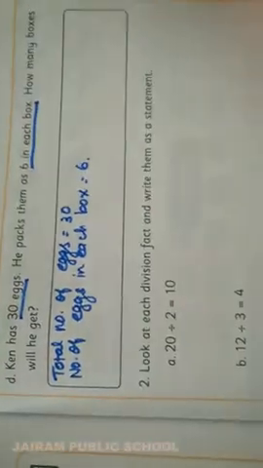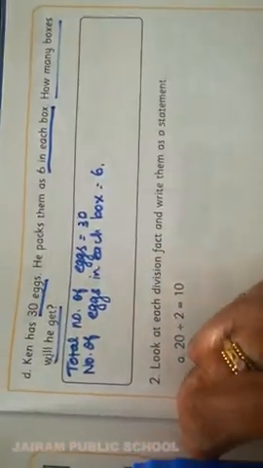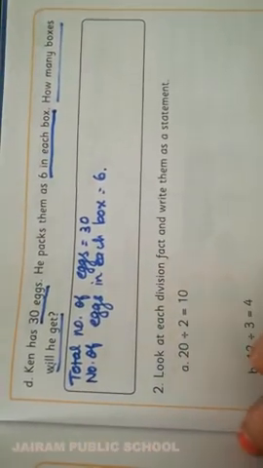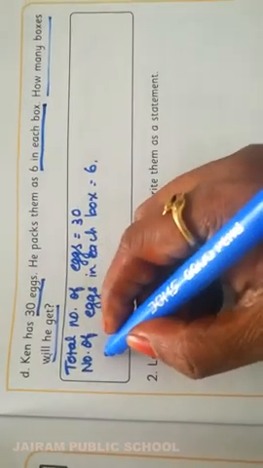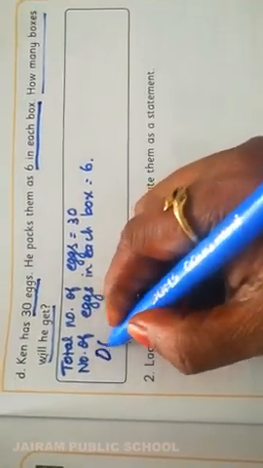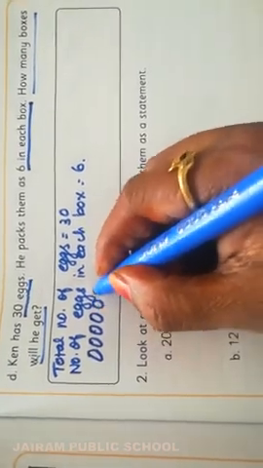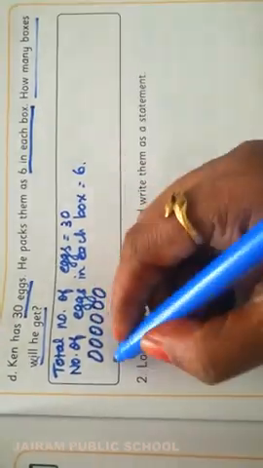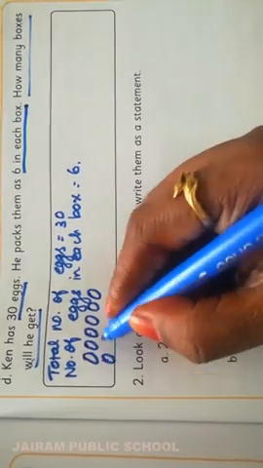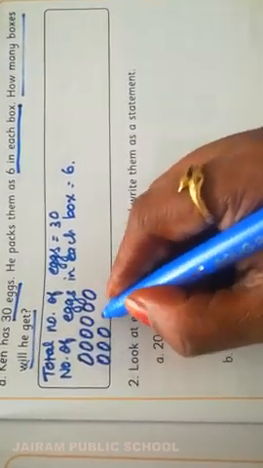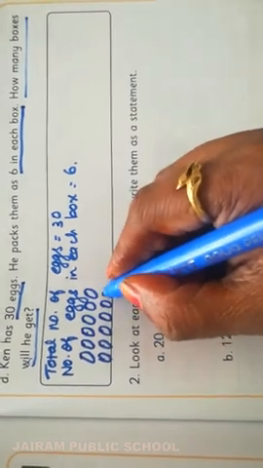Now we will find how many boxes will he get? For that we have to draw 6 eggs in one box. For that 1, 2, 3, 4, 5, 6. It will be first set. Next set 7, 8, 9, 10, 11, 12.